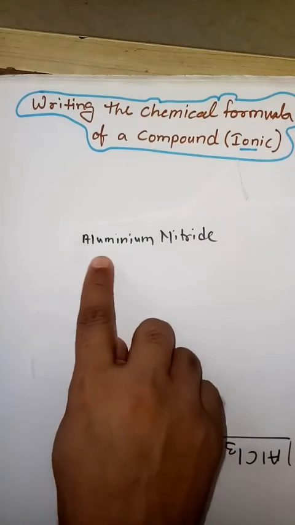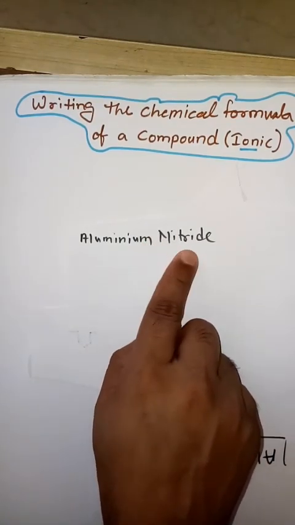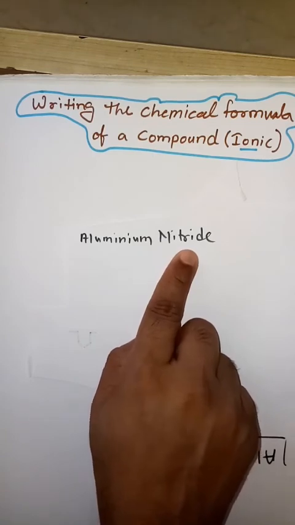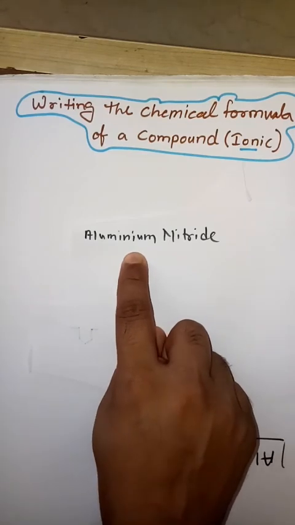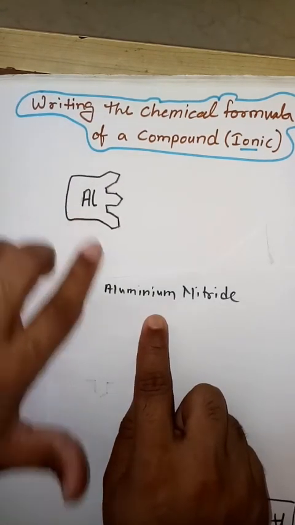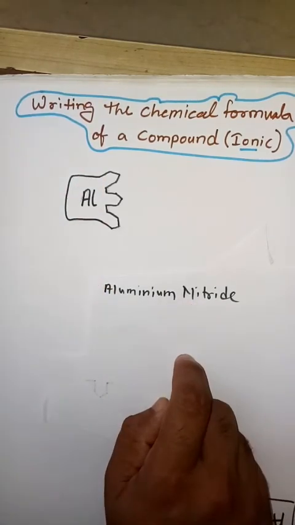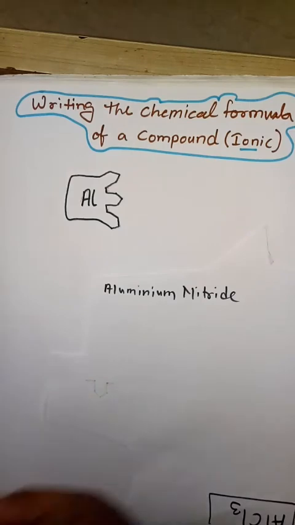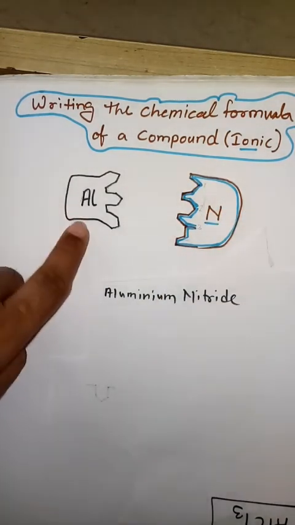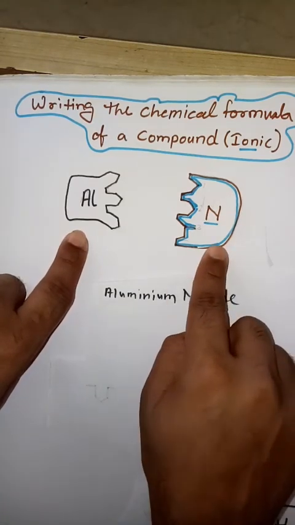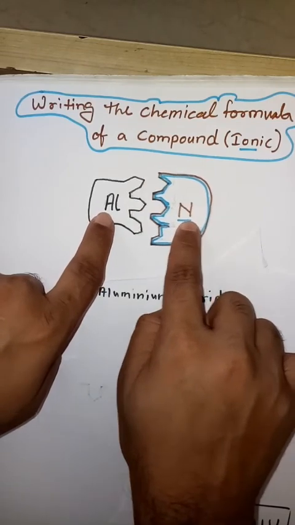Now one of my students asked how we can find out the chemical formula for aluminum nitride. Now let's find out. It's very simple. So we need aluminum, which has valency 3. Now I want nitrogen, and the good thing is that nitrogen's valency is also 3. So as you can see, you need just one aluminum and one nitrogen to get the formula.